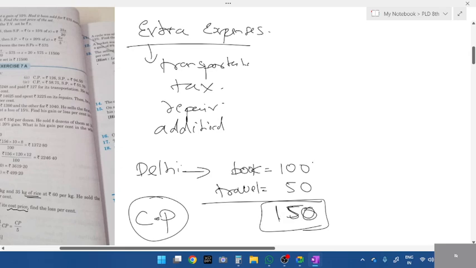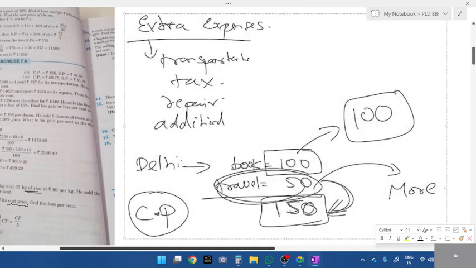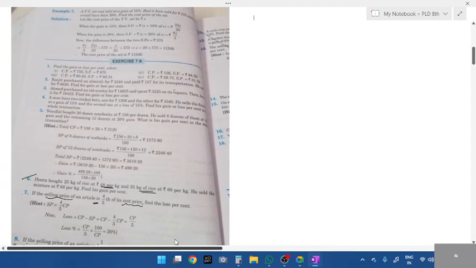If you're selling it to your friend in Bangalore, will you sell for less than 150 or more than 150? You'll definitely sell for more, right? Will you sell the book to your friend for rupees 100? Is it possible? No, right? Even if the cost price of the book is 100, you have spent on traveling. That traveling expense you have to add, and then sell it. Is it clear? Yes, this is known as additional expenses.